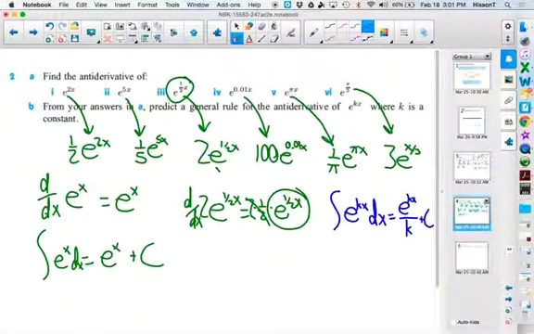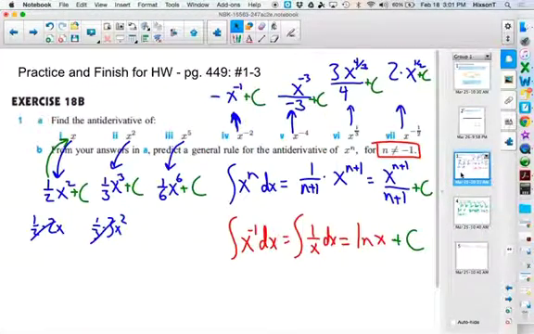So now we have 3 basic integration rules. We have the integral of e to the kx. We have the integral of x to a power, and we have the integral of 1 over x. Any questions so far? All right, good.